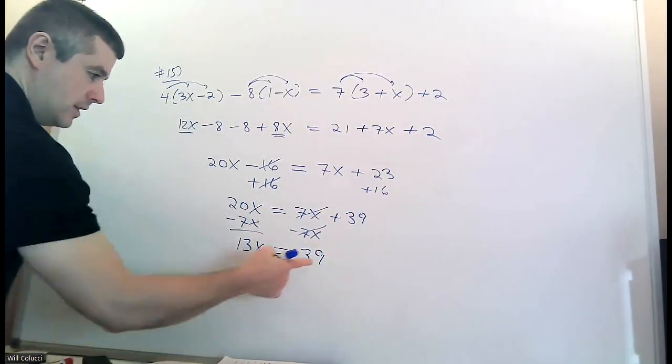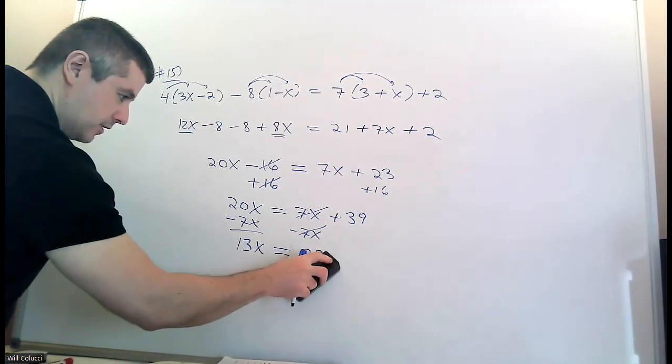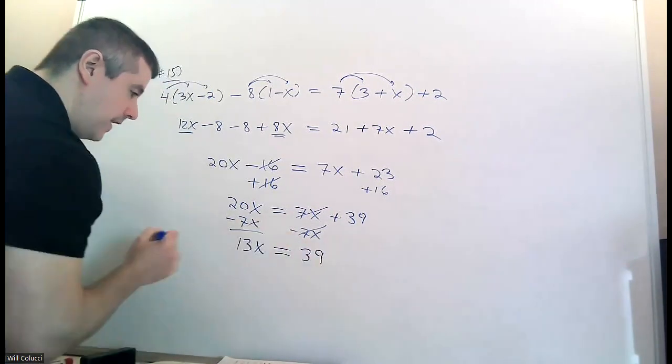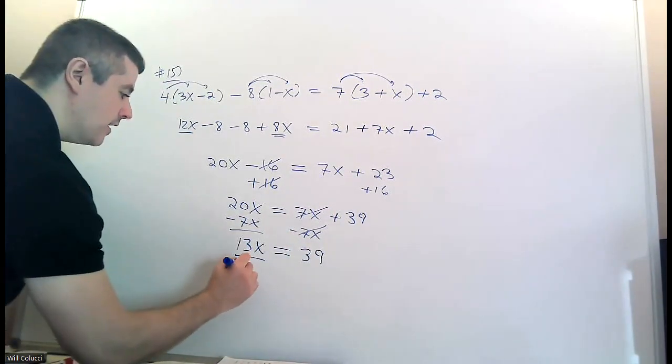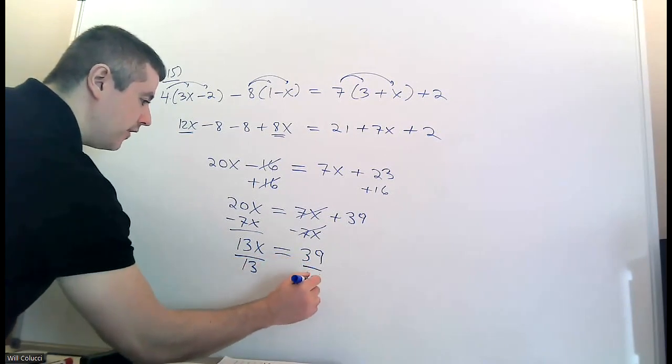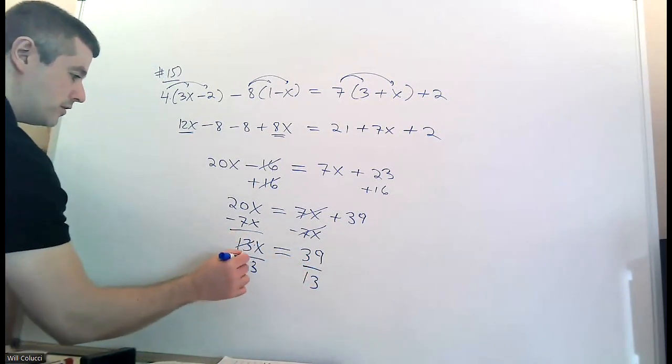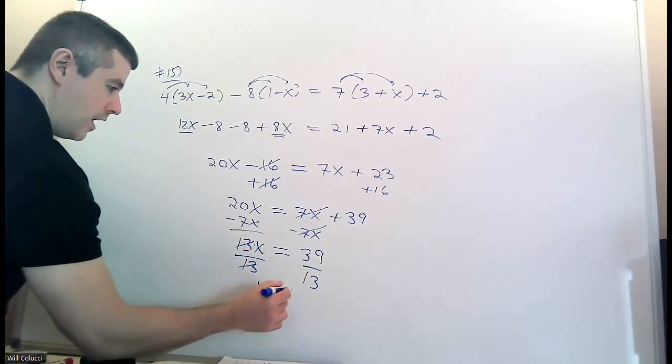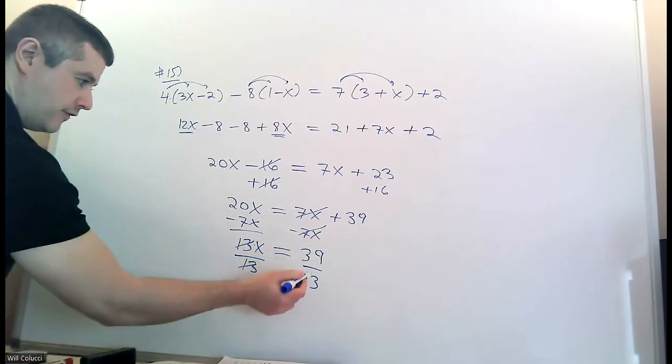Thank God it's divisible. My line missed my 9. That drives me crazy. I do that all the time. Yeah. Still not a good 9. Divide by 13. You're always dividing by the number in front. 13's cross out. 39 is divisible by 13.